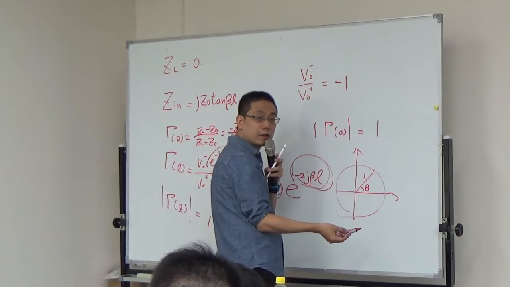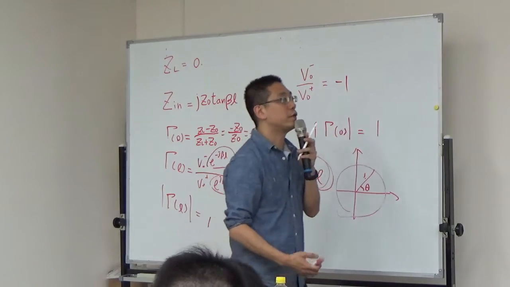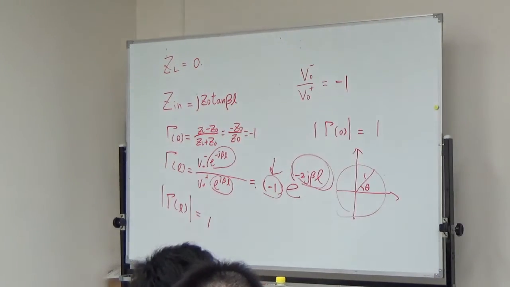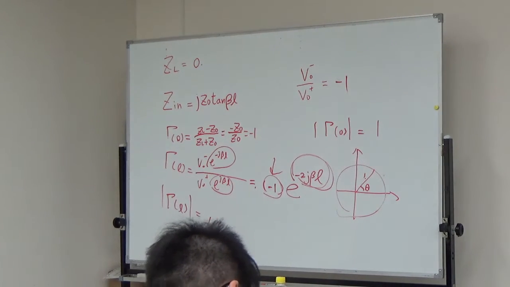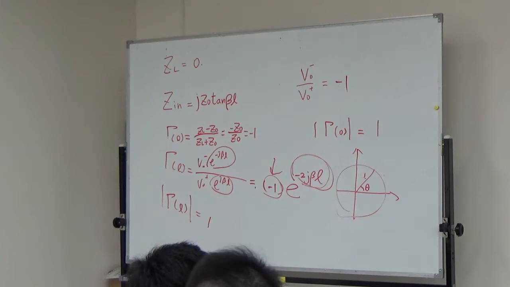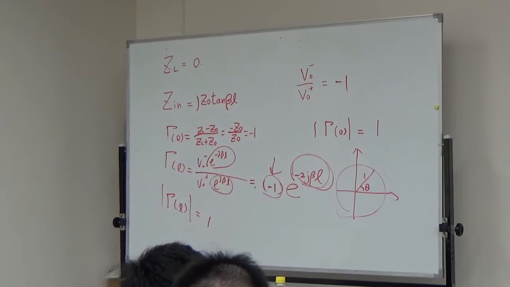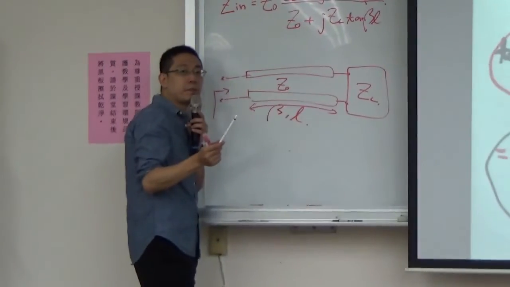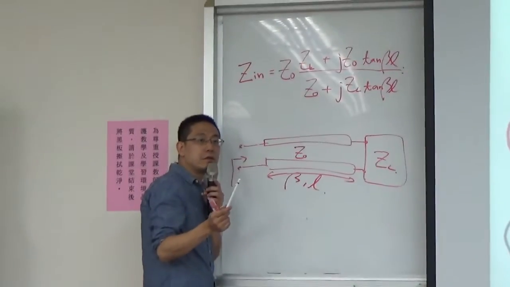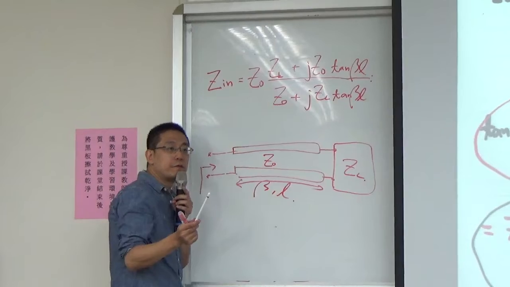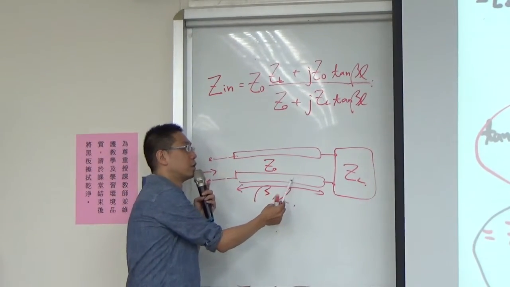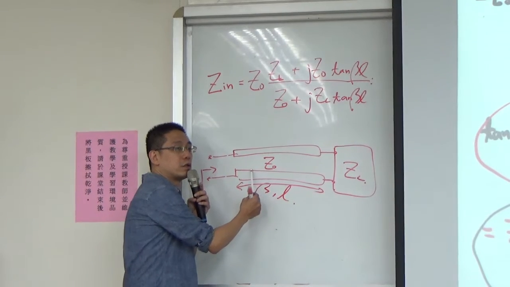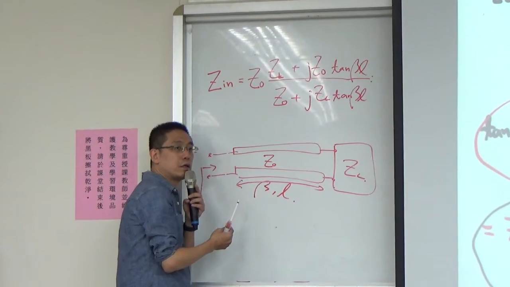Okay? If you have a line connected to your load which is short, everywhere on this line the magnitude is the same, but the phase is different. Phase is changing according to your location. Okay?